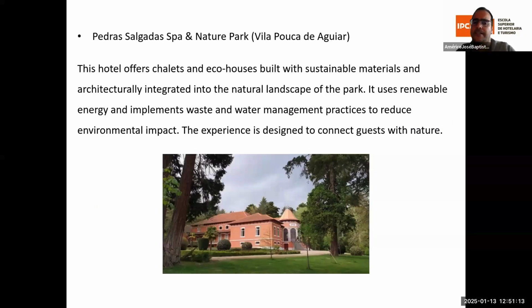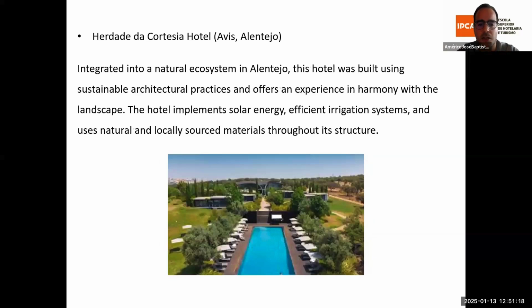Okay, the other examples: Pedras Salgadas Spa and Nature Park, Herdade Cortesia Hotel. For example, this hotel is integrated into a natural ecosystem in Alentejo and was built using sustainable architectural practices, and offers an experience in harmony with the landscape. The hotel implements, like others, solar energy, efficient irrigation systems, and uses natural and locally sourced materials throughout its structure.